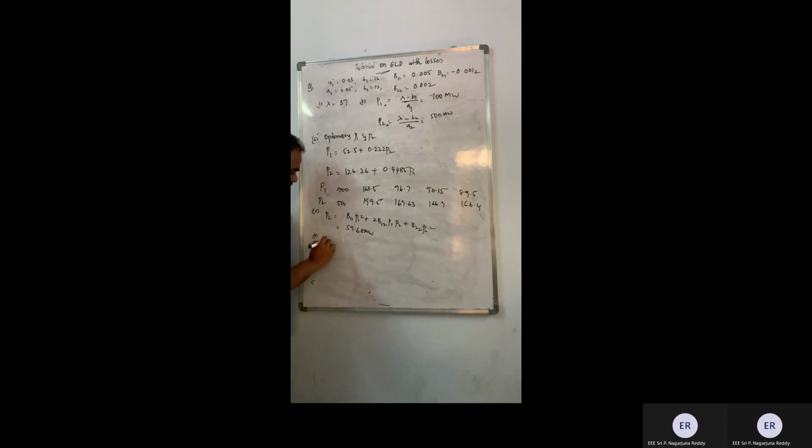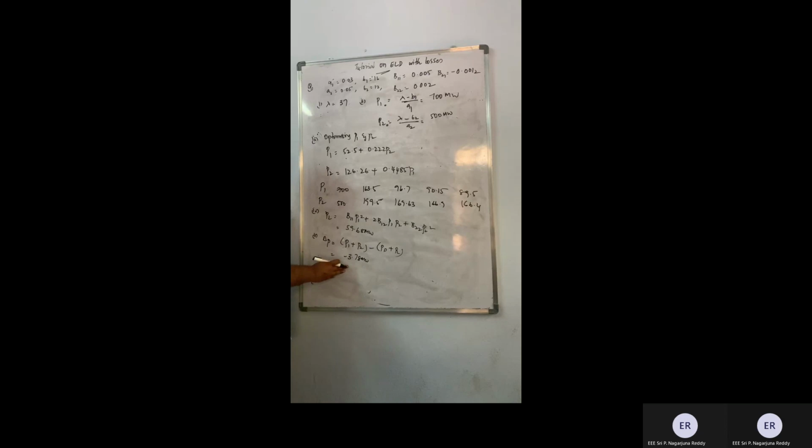So delta P is the summation of generations minus demand and losses. So the summation of generations, the summation of these two. So let's see what P1 plus P2 is. 66.4 plus 89.5 minus the demand 200 minus losses of 9.68. So it is minus 3.78. So we are getting closer to the value.